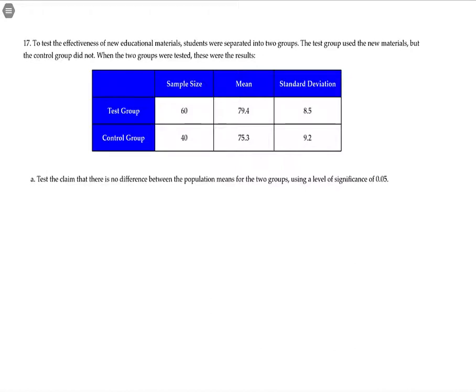To test the effectiveness of new educational materials, students were separated into two groups. The test group used the new materials, but the control group did not. When the two groups were tested, these were the results.